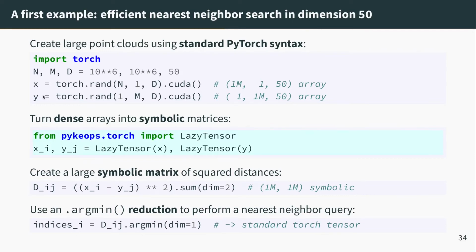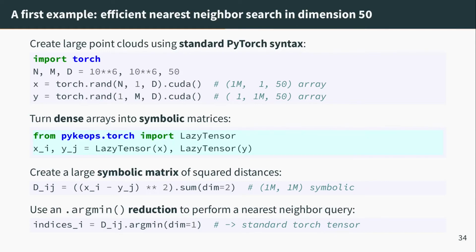So, just to be clear, what does it look like in code? Well, I come back to this nearest neighbor search in dimension 50 that we discussed earlier. So now I create my point clouds with 1 million rows for the xi's, 1 million rows for the yj's, and 50 columns. And I send them to the GPU using this CUDA instruction. Then the only time where the code sees the KeOps library is when I wrap my dense arrays into the lazy tensor object. So I turn dense arrays into symbolic matrices.